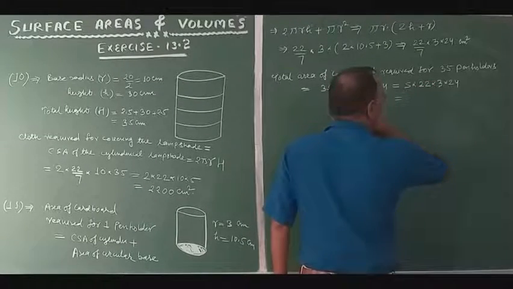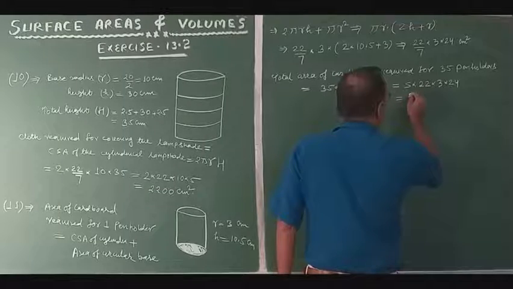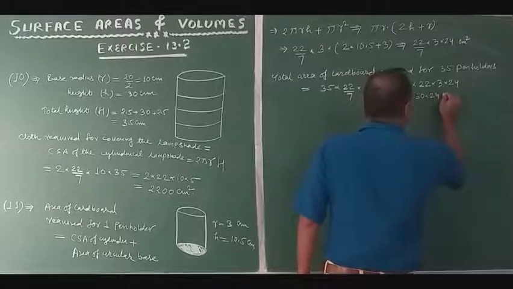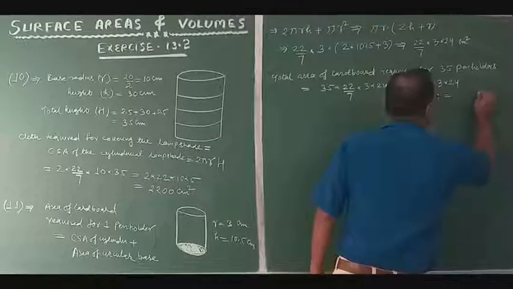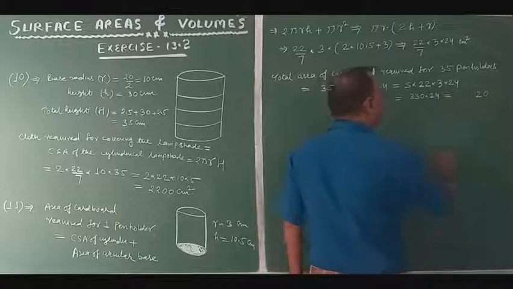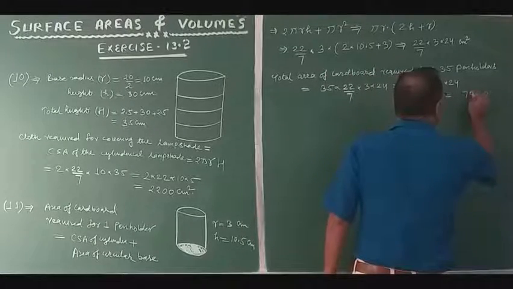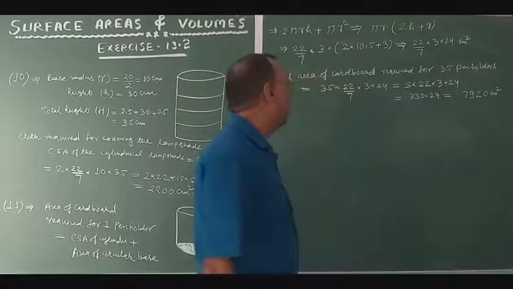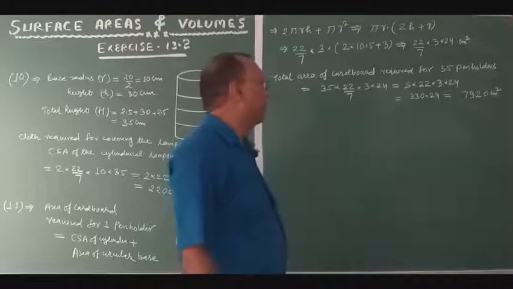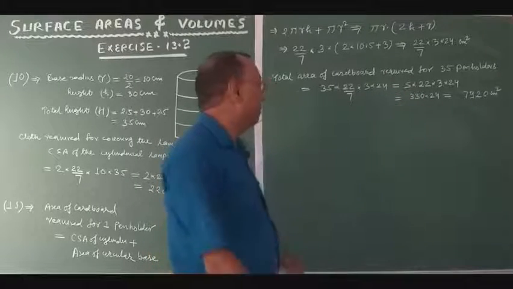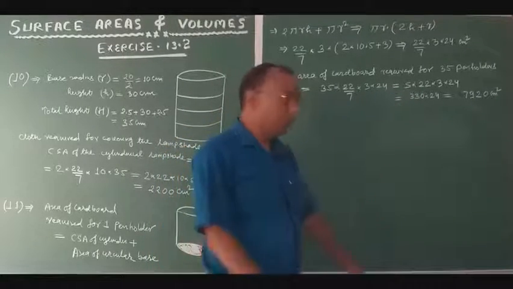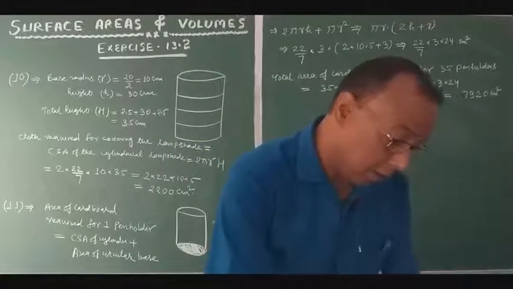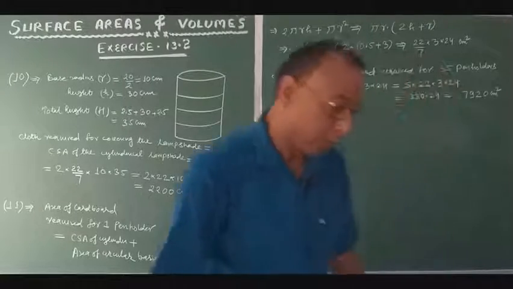22 into 5 is 110, into 3, 330 into 24. Just multiply them. 24 into 3 is 72, and so on. So this is the total area of the cardboard required for 35 competitors, that is 7920 centimeter square. Now the next thing we have is the cone.